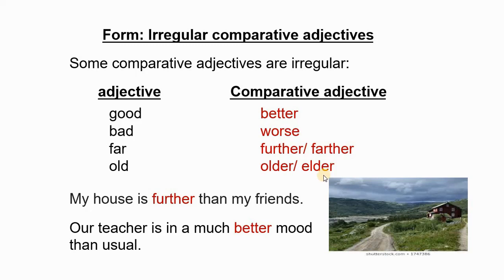But there are a few differences between the words older and elder. There are a few grammar rules that you need to learn. Examples of irregular adjectives: My house is further than my friend's. Our teacher is in a much better mood than usual.